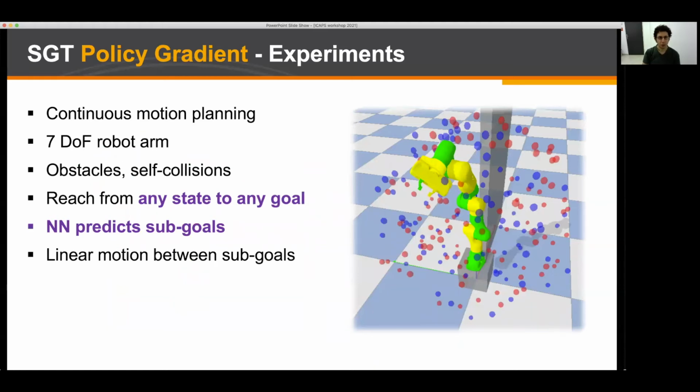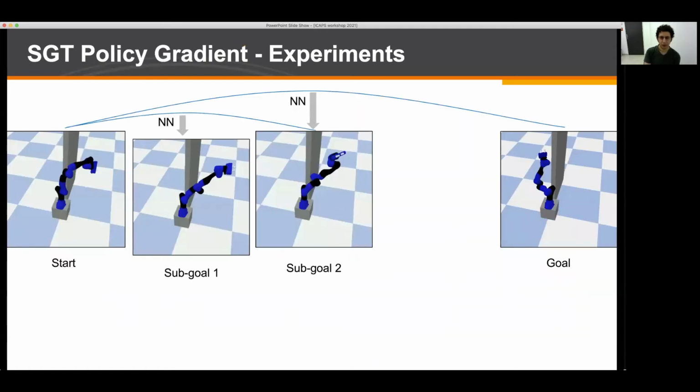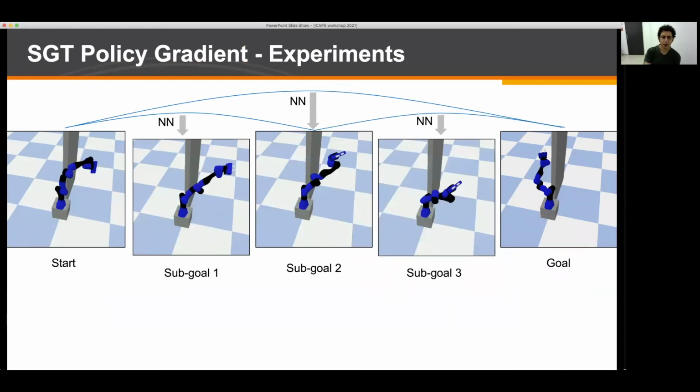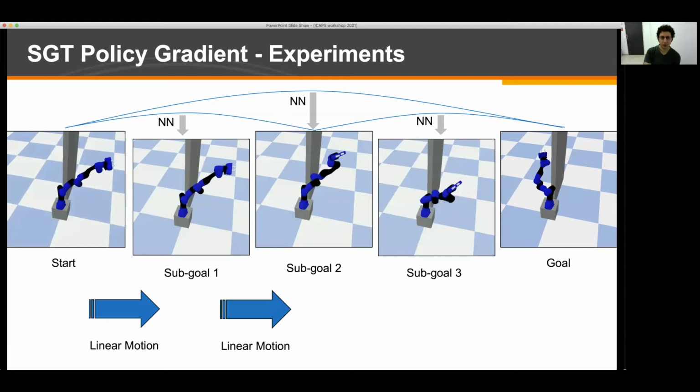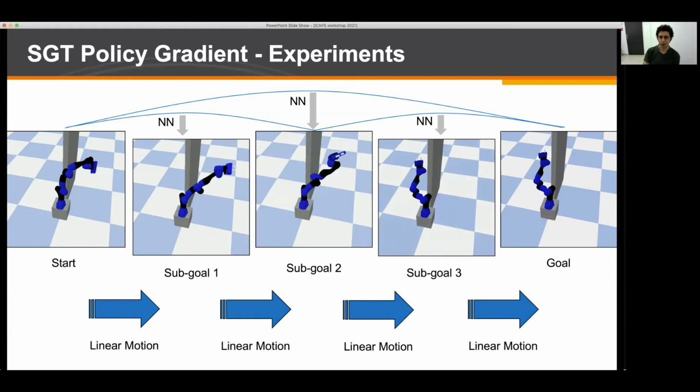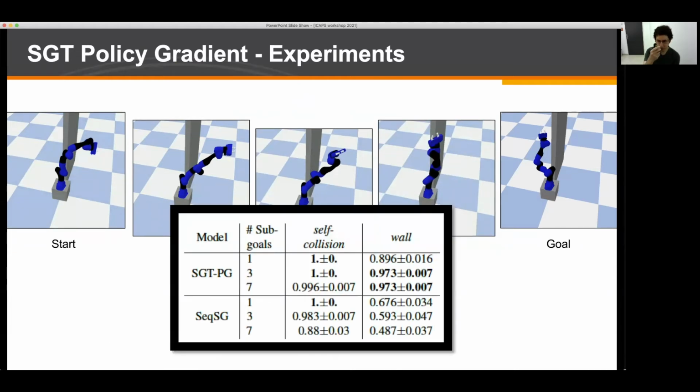Here's a different algorithm using subgoal trees. This is a policy gradient approach. We applied it to a 7-DOF robot arm that does motion planning around an obstacle. It does a linear motion between the subgoals. And here's an example of the subgoals that it predicted. You see that a linear motion between them results in a feasible trajectory. Again, we measured it on various different starting and goal positions, and our algorithm generalized much better than a baseline that was not built on subgoal trees.